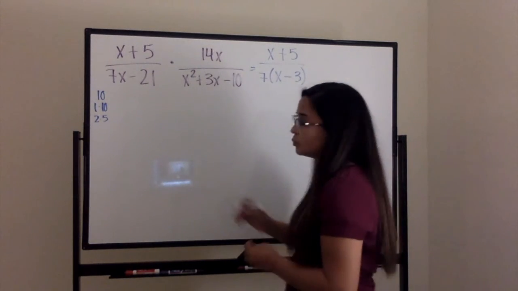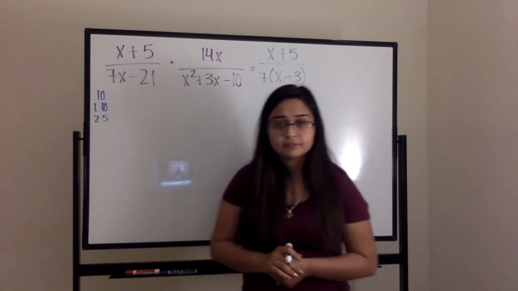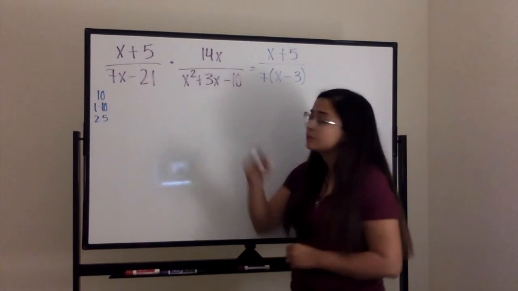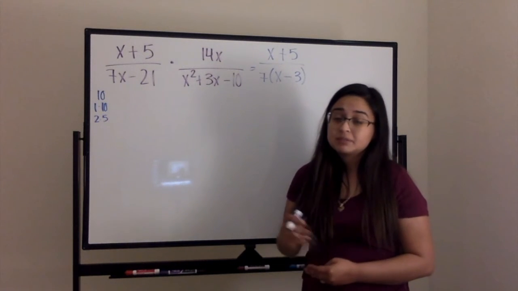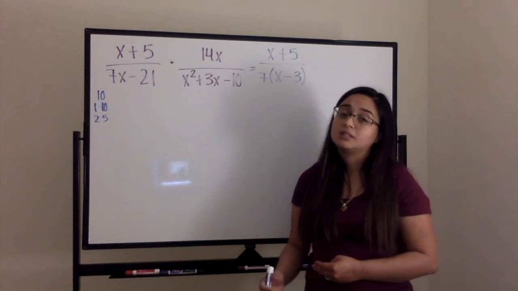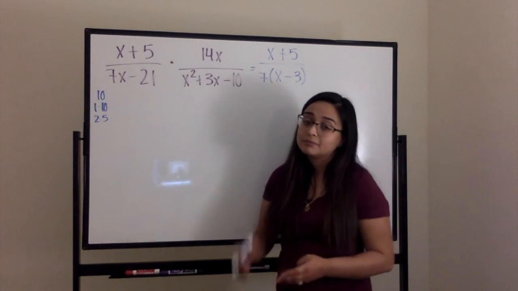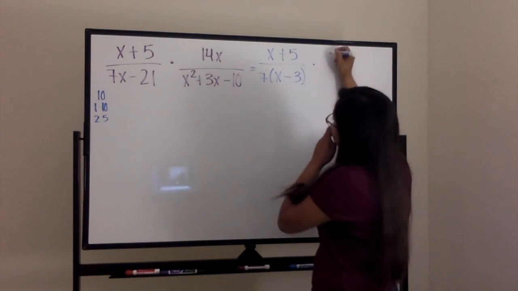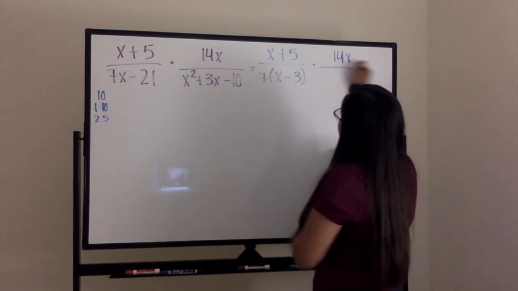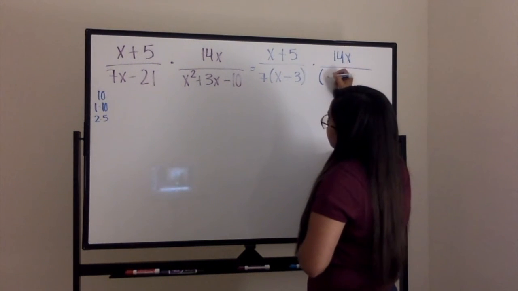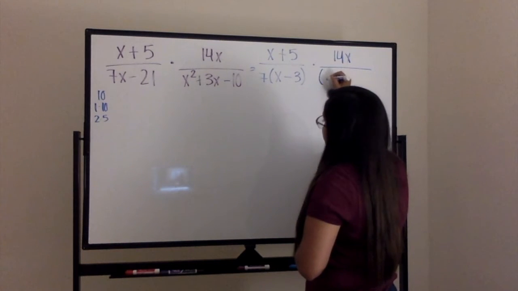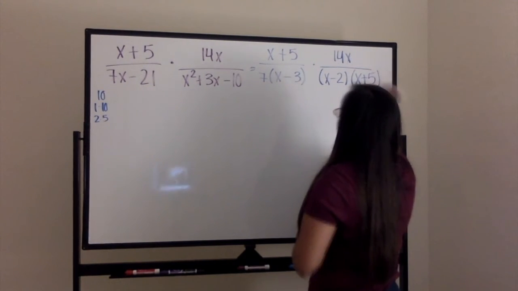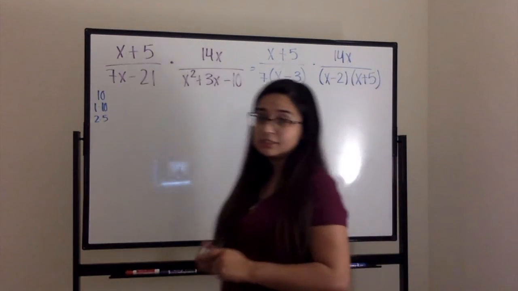Now, we know we're working with 2 times 5. How do I know which one's going to be positive and which one's going to be negative? I look at my middle number. When combined, it's a positive. That tells me that my largest number is going to be positive, meaning that my 5 is positive. That leaves my 2 to be a negative. So, it's going to look like this. My numerator stays the same. My denominator is now going to be (x − 2) and (x + 5). There we go. Now it's all factored out.